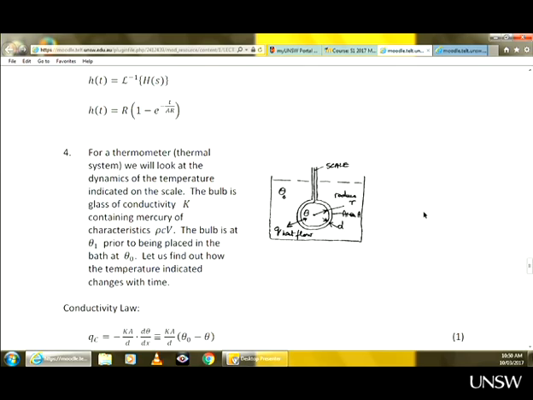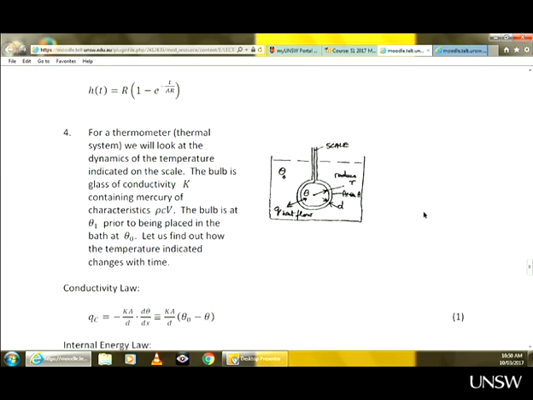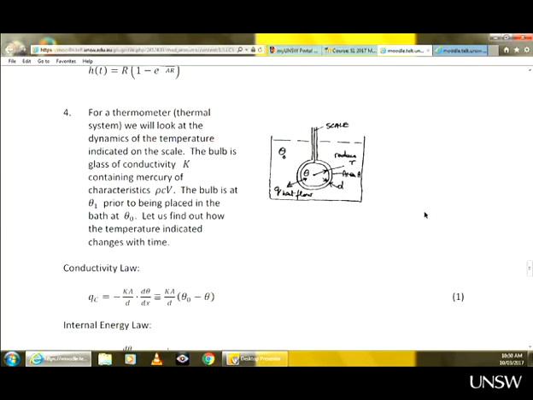And finally, a thermometer. Let's make a mathematical model of a thermometer. Very simple one. It's a spherical glass bulb with mercury in there. And you have some constants given here. Glass has conductivity K, and the mercury itself has its density, or specific density. It has its specific heat, and the sphere has a volume V.